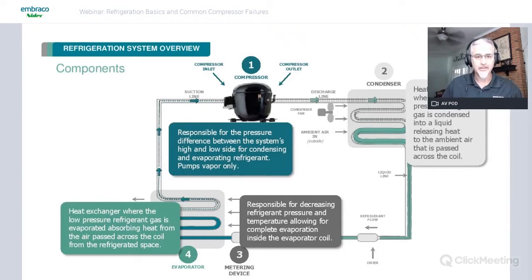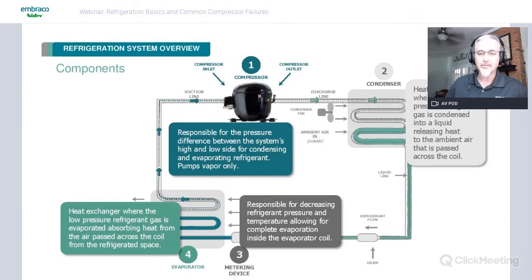So, like I said, it starts at the compressor where we take low pressure suction gas. The compressor turns it into high pressure discharge gas and sends it to the condenser. And the condenser is the heat exchanger where this high pressure refrigerant is condensed into a liquid. As it does that, it gives off the heat to the ambient air that's passed across the coil.